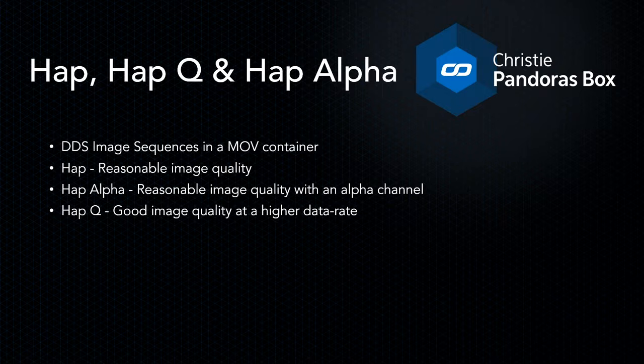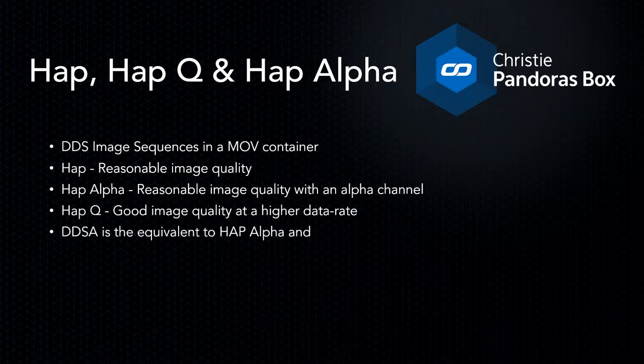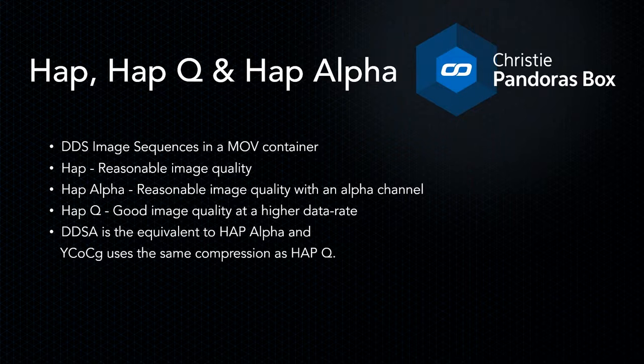And DDS is actually, like I told you, the equivalent to Hap. DDS Alpha is the equivalent to Hap Alpha, and YCOCG uses the same compression as Hap Q. The performance levels are described as above.